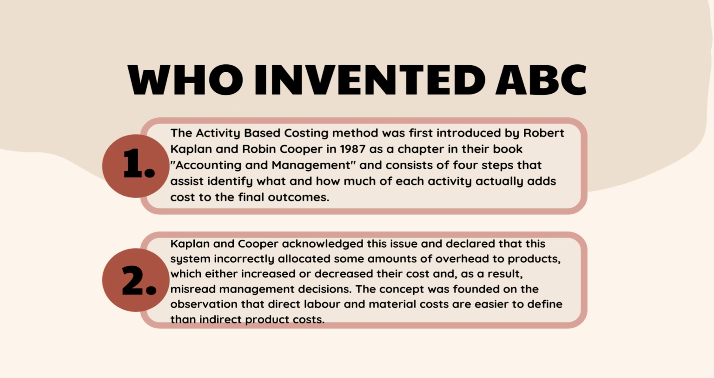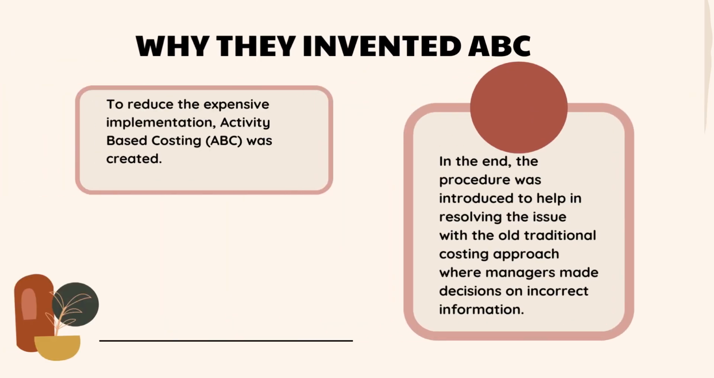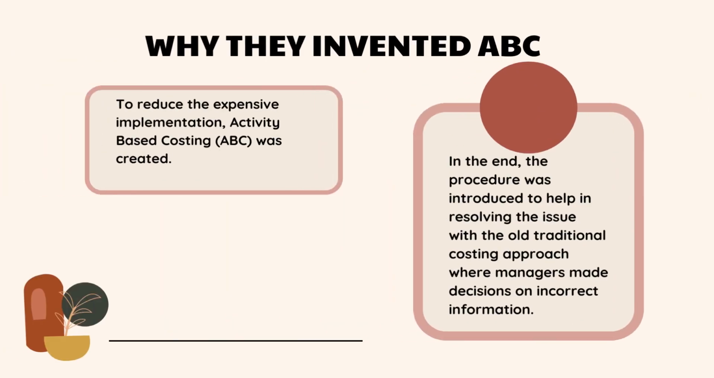Kaplan and Cooper acknowledged this issue and declared that this system incorrectly allocated some amounts of overhead to products, which either increased or decreased their cost and as a result misread management decisions. The concept was founded on the observation that direct labor and material costs are easier to define than indirect product costs. The reason why they invented ABC method is to reduce the expensive implementation. In the end, the procedure was introduced to help in resolving the issue with the old traditional costing approach, where managers made decisions on incorrect information.